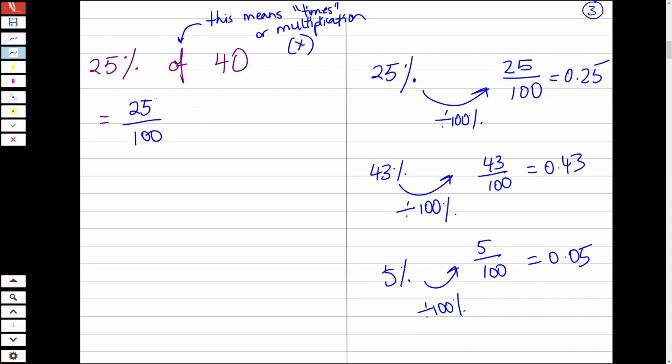So I'm going to change 25% to 25 divided by 100. Sorry that I've skipped a little bit of that. I can go over it again if you want. The word of means times, and 40 stays the same. Okay? Now, you can just chuck that straight into your calculator. And it's 10, because 25% is a quarter.